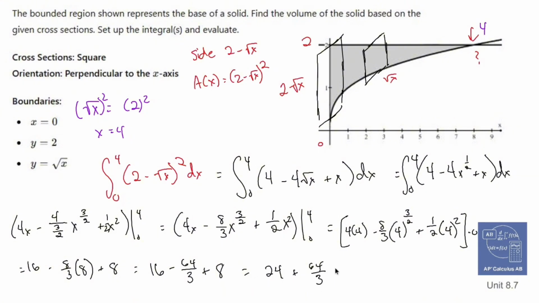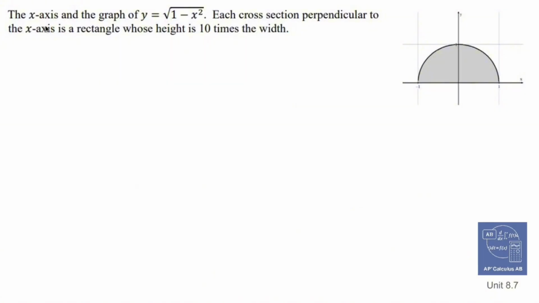Multiply the top and the bottom by 3, giving you 72 thirds minus 64 thirds, and that's going to end up being 8 thirds. Gross. So definitely not a pretty problem at all. Not by any stretch of the imagination, but we did it. All right, this one's going to be very unpleasant.